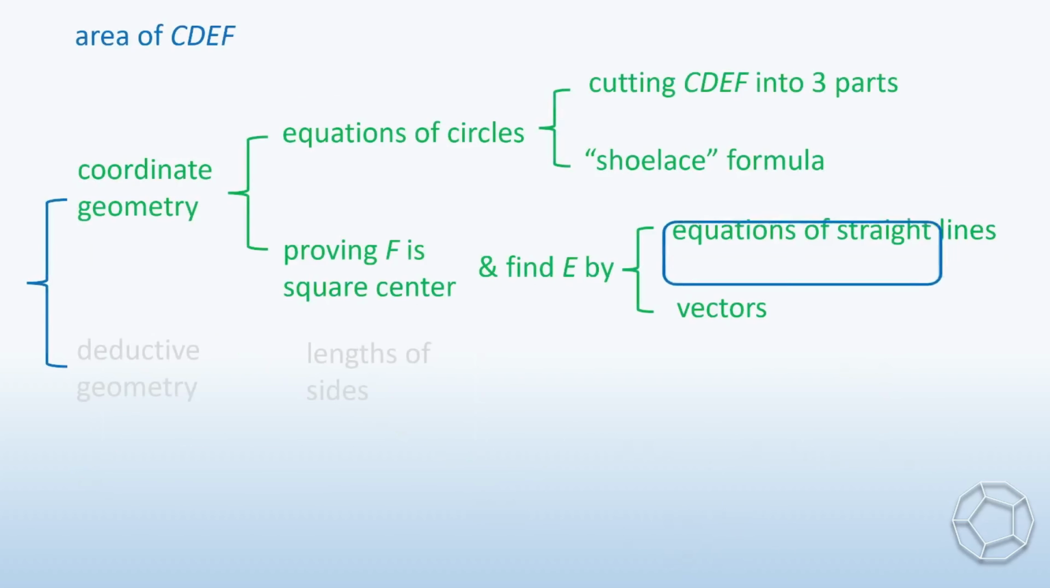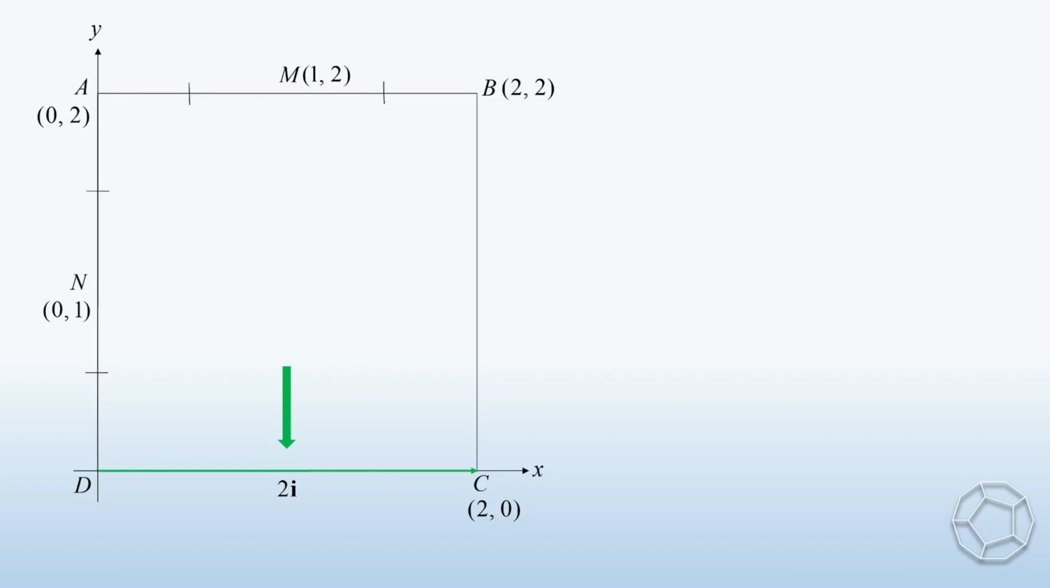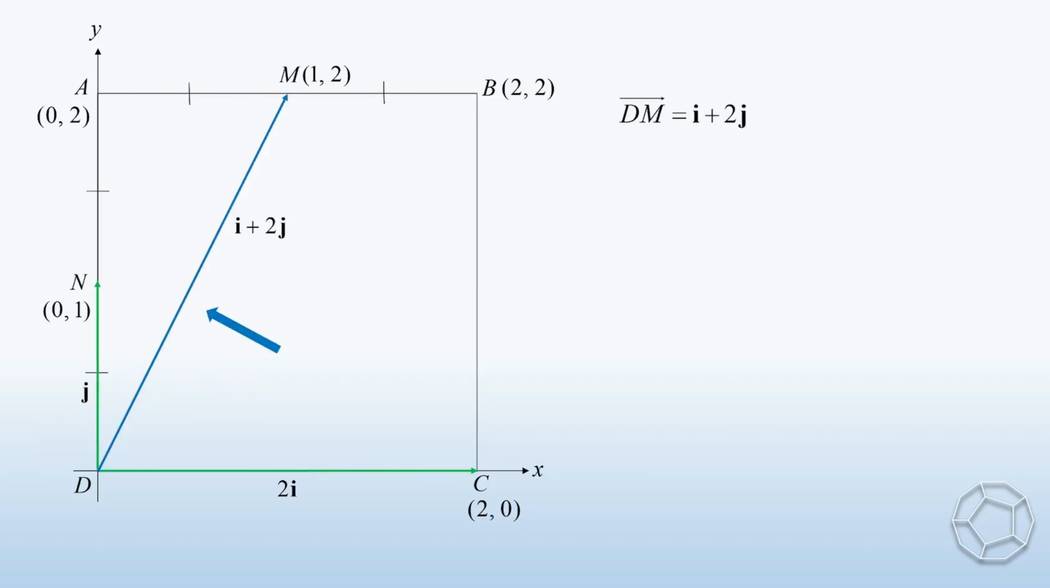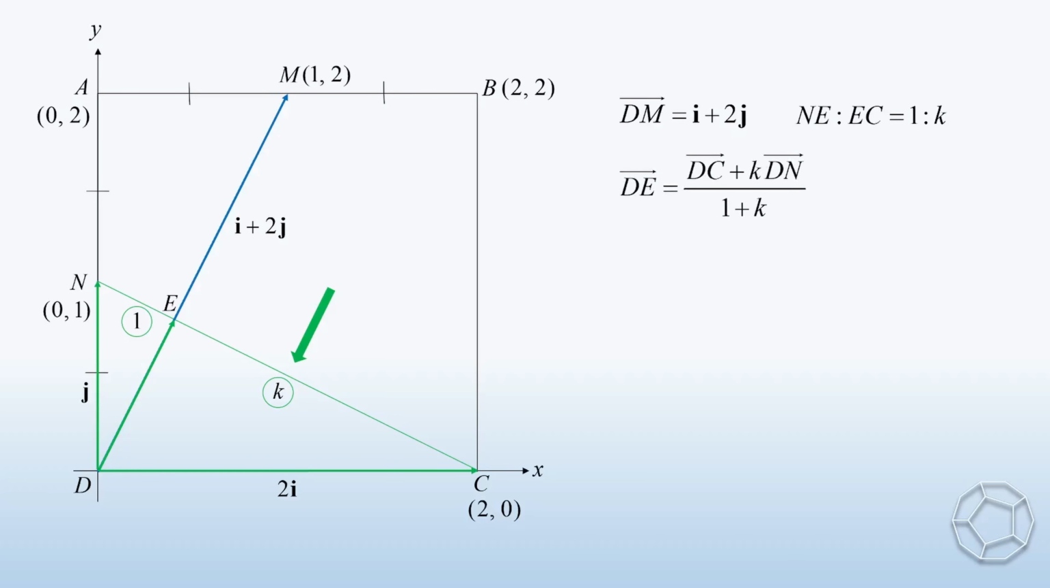Now, let's move on to the method by vectors. Go back to the coordinate plane, we let vector DC equal to 2i and vector DN equal to j. Therefore, the blue vector DM is equal to i plus 2j. Now, consider the point E again. We let NE to EC is equal to 1 to k. Then the vector DE is equal to vector DC plus k times vector DN over 1 plus k, which is equal to (2i plus kj) over 1 plus k. This is the section formula in vectors.